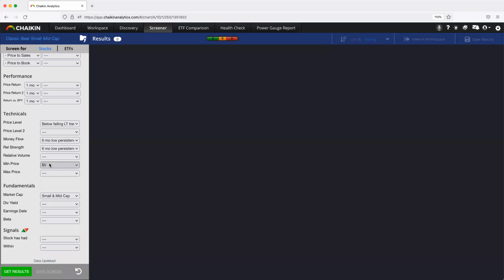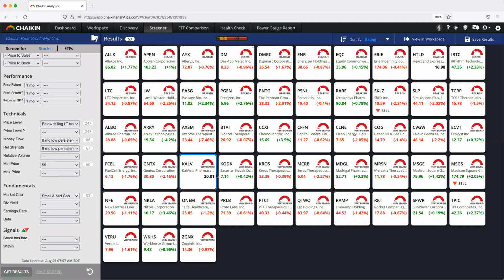If they even exist, we probably won't trade many options there. And obviously market cap, right? We're looking for small and mid caps. That's the point of this. So we can do small and mid cap, and we click get results. We immediately get 53 results.